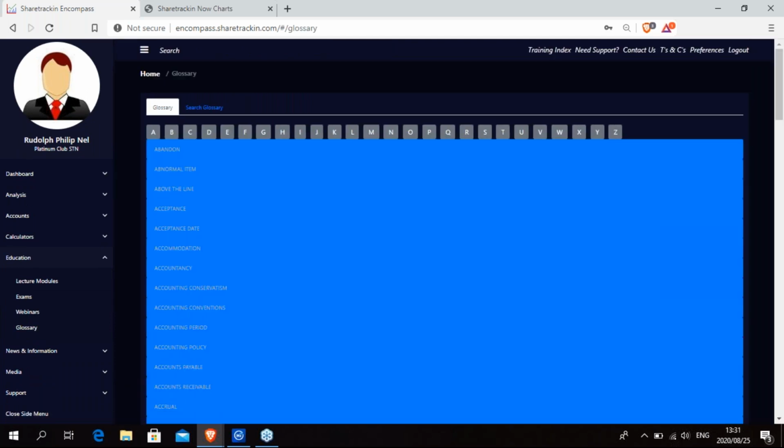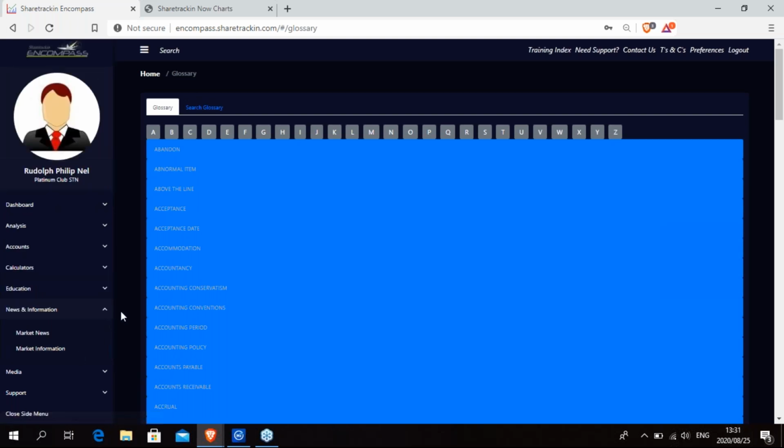Then you get your glossary. Your glossary is basically any words or terms that you don't understand on the JSE will be displayed on this glossary. So that's your dictionary to the JSE.